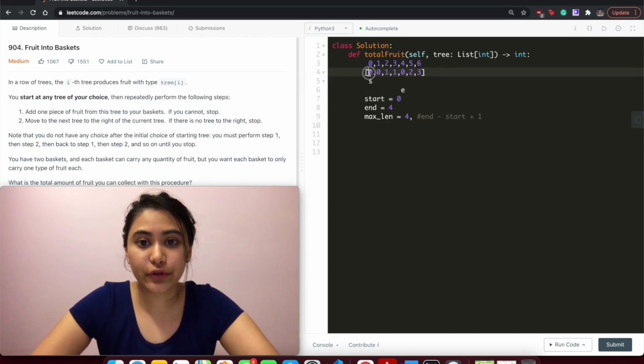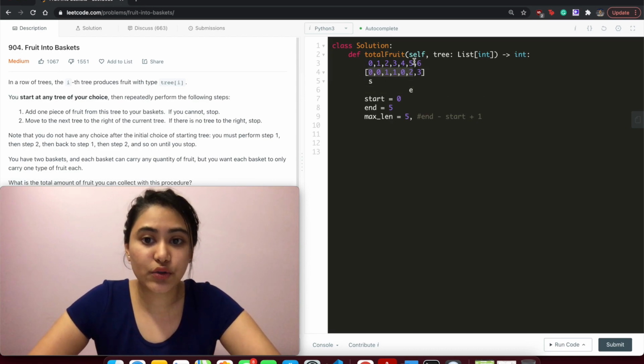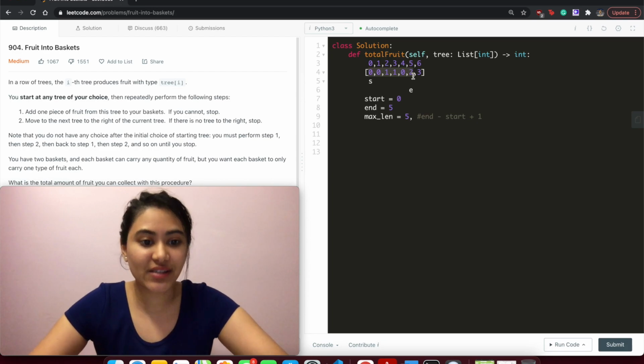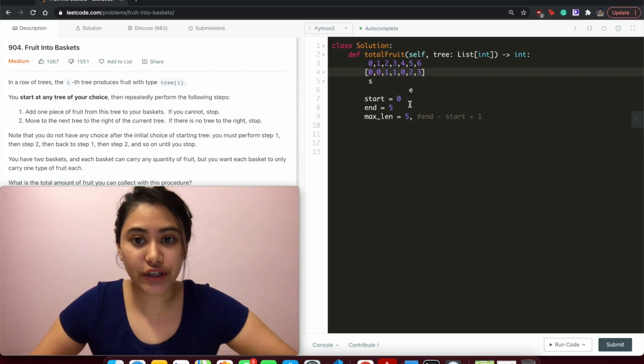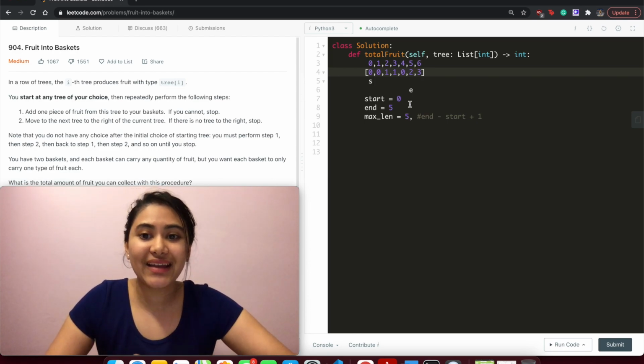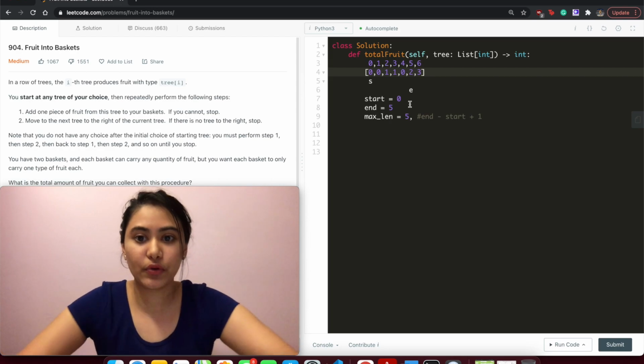Still only 2 types of fruits, and now our max len is 5. So we do the same process. And over here, now we've seen 3 types of fruits. If we want to include index 5, we would have seen 3 types of fruits. We know we can't do that. We need to start new. Now, how are we going to start new to make sure we still make the longest sequence possible?